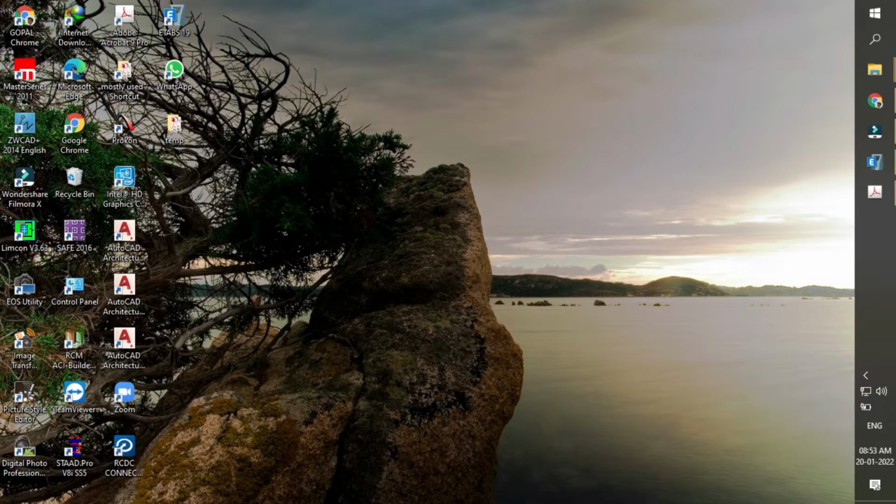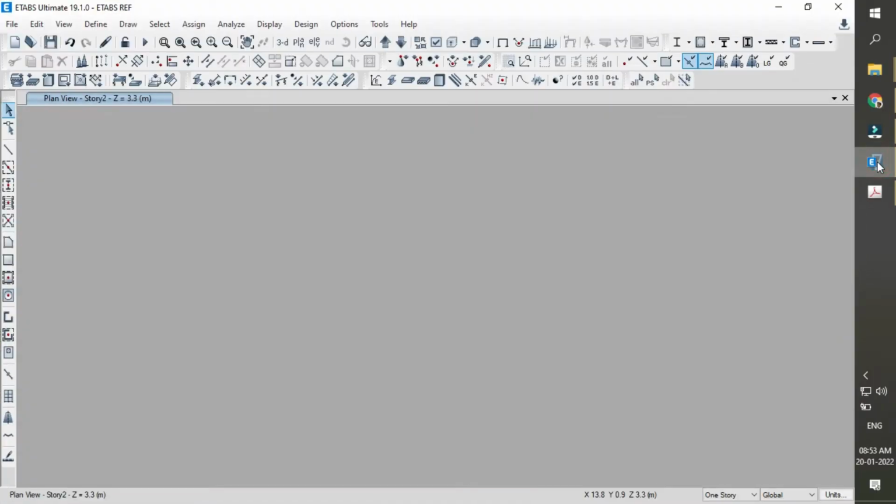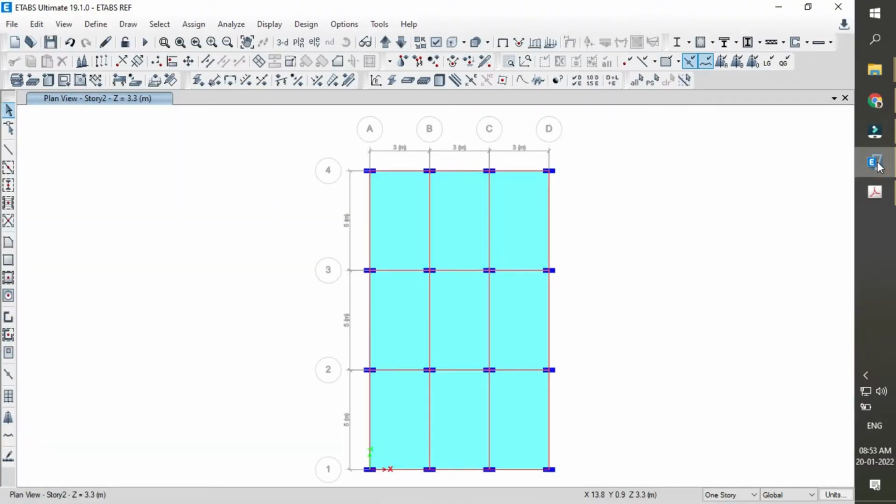Hello everyone. In this video, we will discuss how to consider two-way slab bending coefficients for various cases as per IS 456 Table 26. I already created a 3D model in ETABS with slab, beams and columns. Each slab I considered is 5 meter by 3 meter so that it falls in the two-way slab.